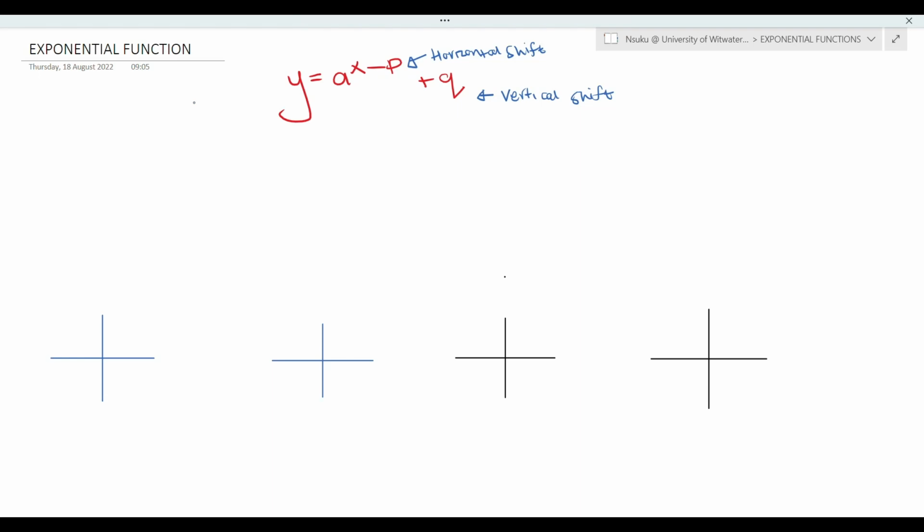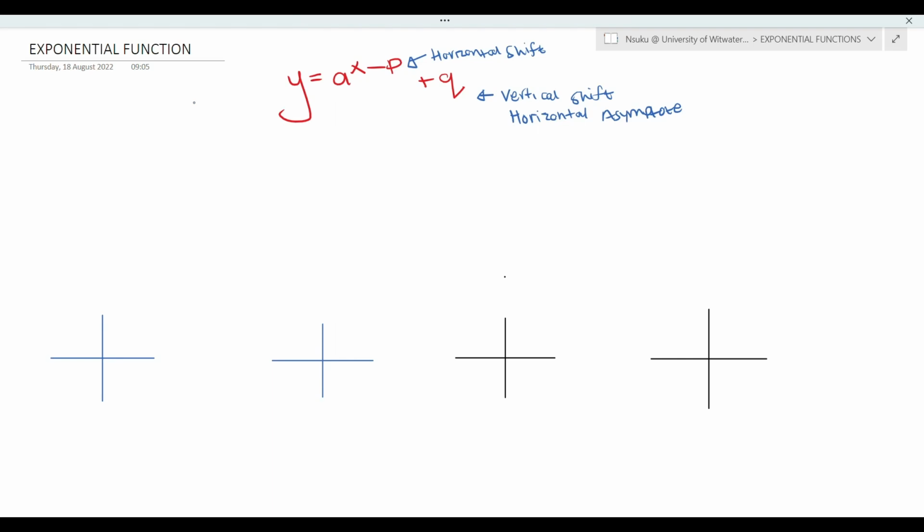How it shifts the graph up and down also makes it our horizontal asymptote. This value of q will also be the value that the graph can't touch. So at this point, the graph can't touch that line. That's what an asymptote is.